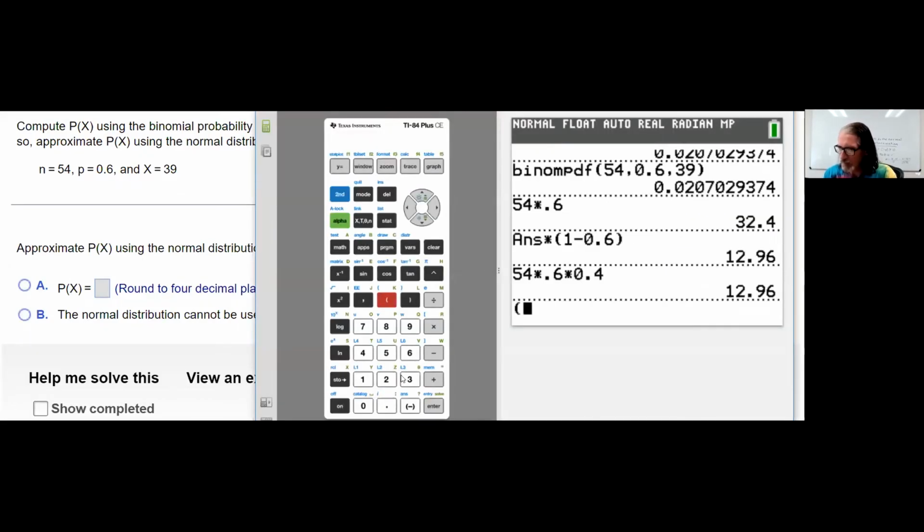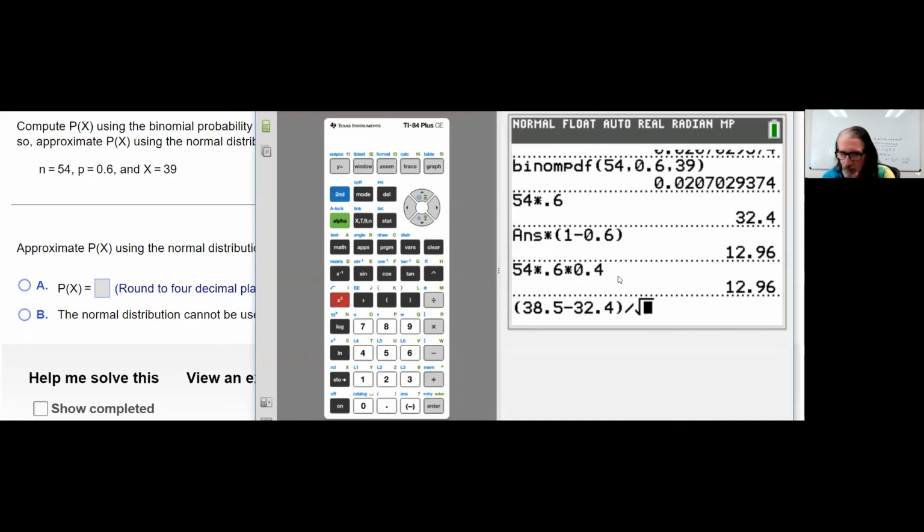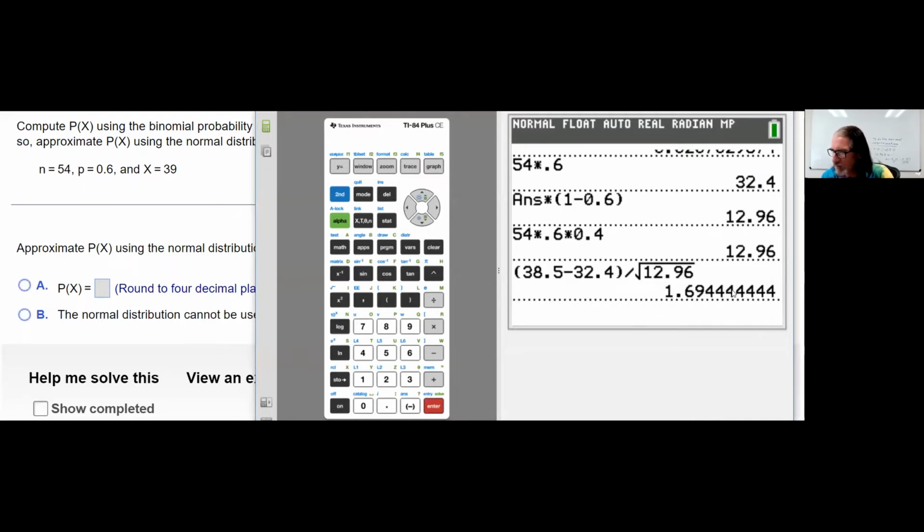Remember to put parentheses around the subtraction in the numerator. 38.5 minus that mean of 32.4, divided by whatever sigma is. We left it at square root of 12.96. So to the nearest hundredth, I'm coming up with 1.69.